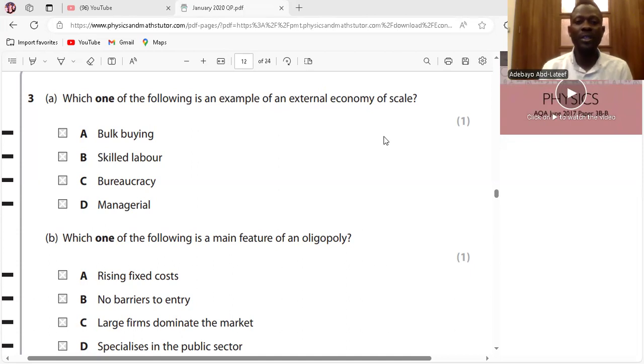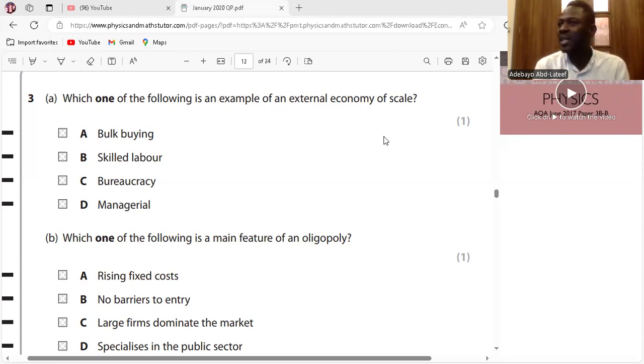Which one of the following is an example of external economy of scale? I talk about external economies of scale. It's a cost advantage that firms within the industry enjoy as a result of the industry becoming bigger. So external economies of scale, bulk buying is an internal economies of scale. Skilled labor is an example of advantages of external economies of scale.